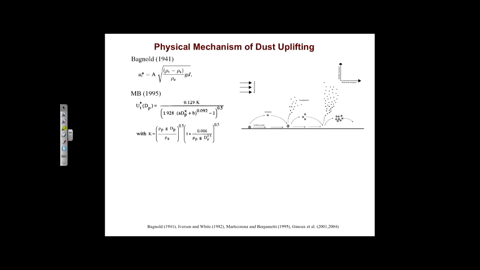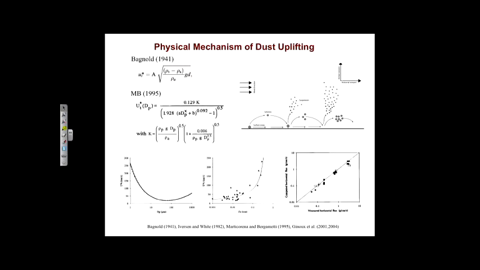This is one of the parameterizations, done by Marticorena and Bergametti, 1995. They used friction velocity, and when the friction velocity is greater than the threshold, it begins to emit dust. This threshold friction velocity, on the y-axis, is a function of particle size and surface roughness, and this parameterization is compared with observational measurements. Although this is a log-log scale, their parameterization is successful in capturing this measurement.